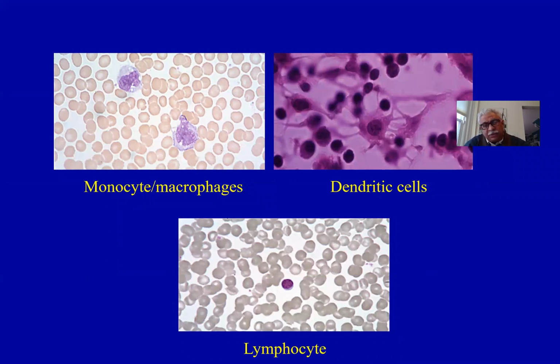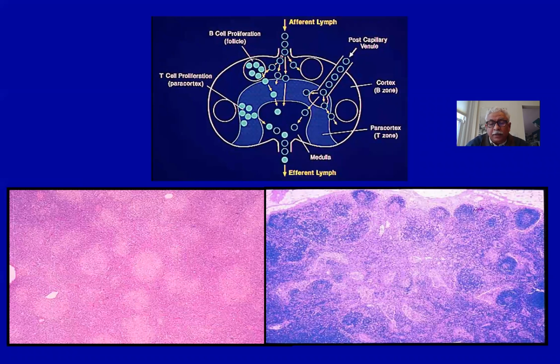The cells of the immune system comprise many cells, including monocytes, macrophages, dendritic cells, lymphocytes, among others. These cells are predominantly present in lymphoid structures like the lymph node, where the immunological reaction primarily occurs.